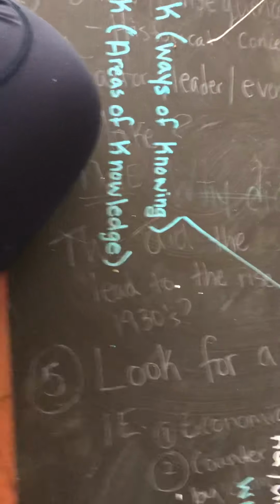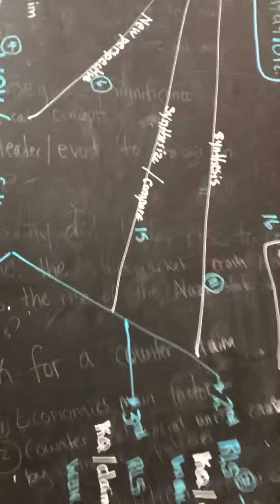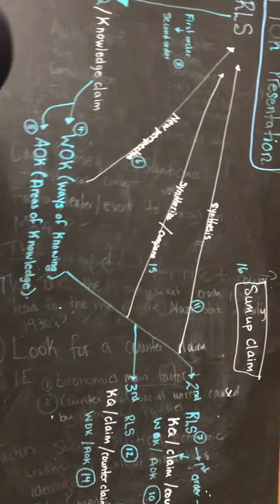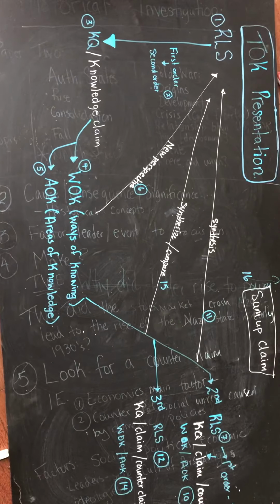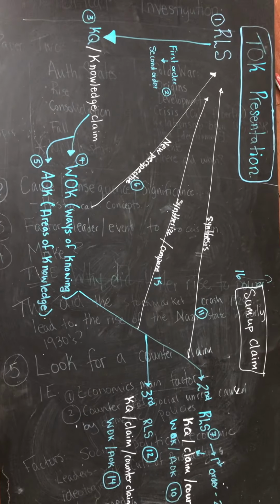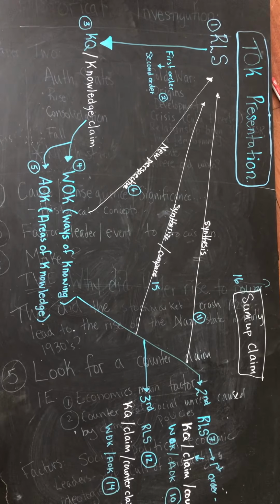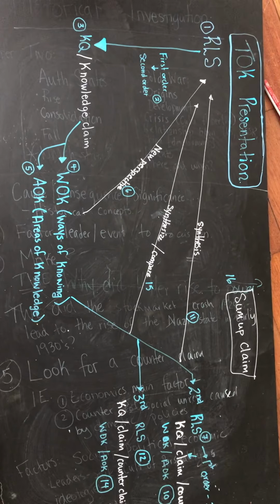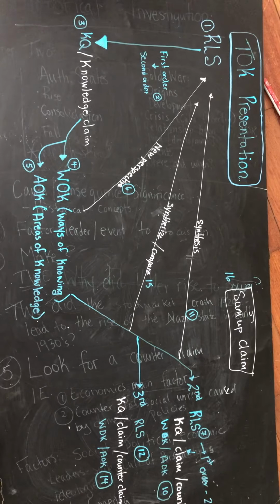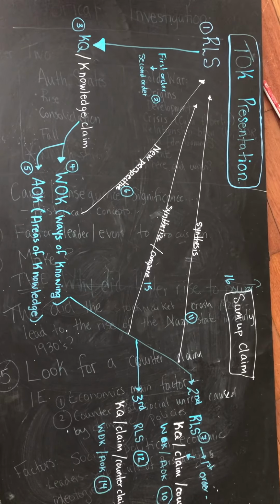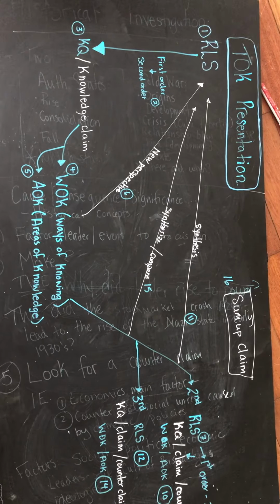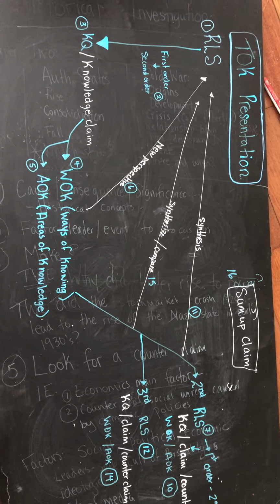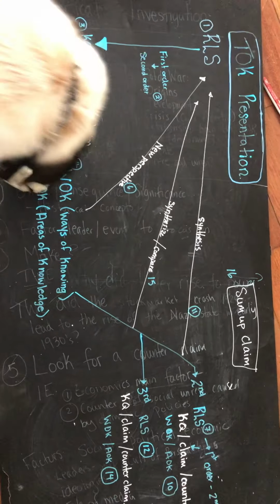So if you want to think about it in terms of slides, you're going to have probably around, I'd say, 14 to 17 slides. And from these, you're going to riff off them about what kind of knowledge is being acquired here and ways of knowing that we're using to get this knowledge.